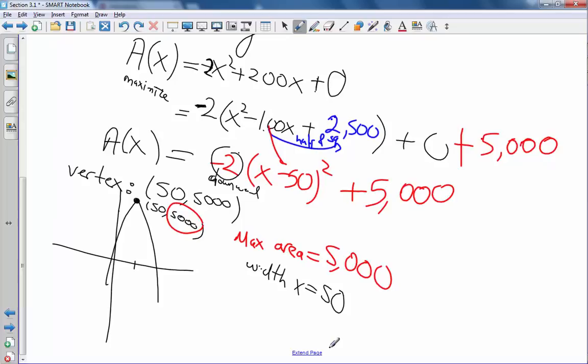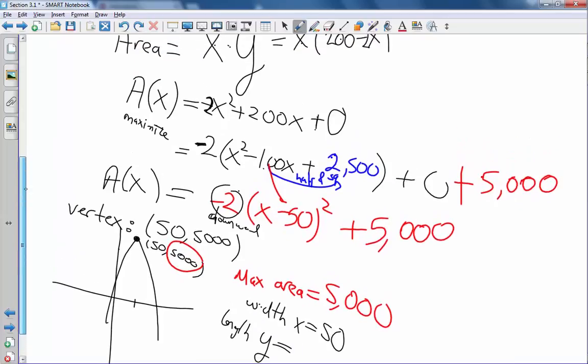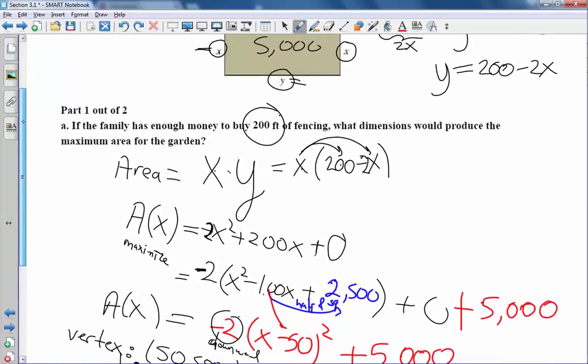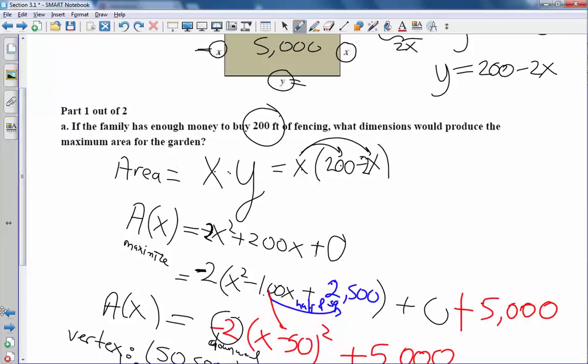Well, if width is 50, how do I get the length? In case they ask, how do I get y? Have we built the equation between x and y somewhere? If this is 50, what is y? Or in other words, you spent 50 here, 50 there. How much left for y? 100.